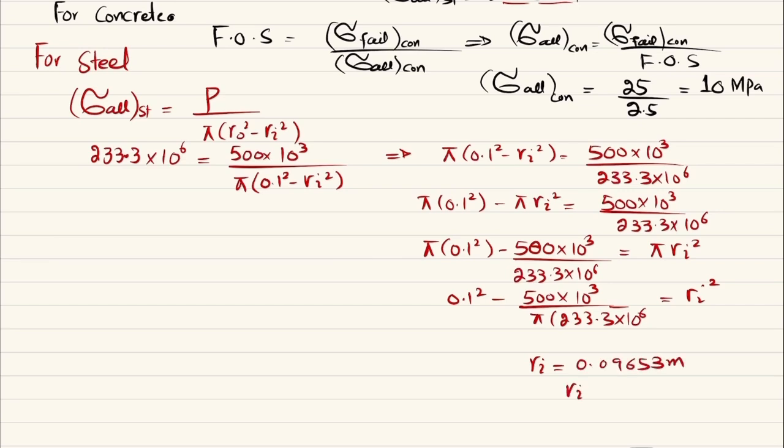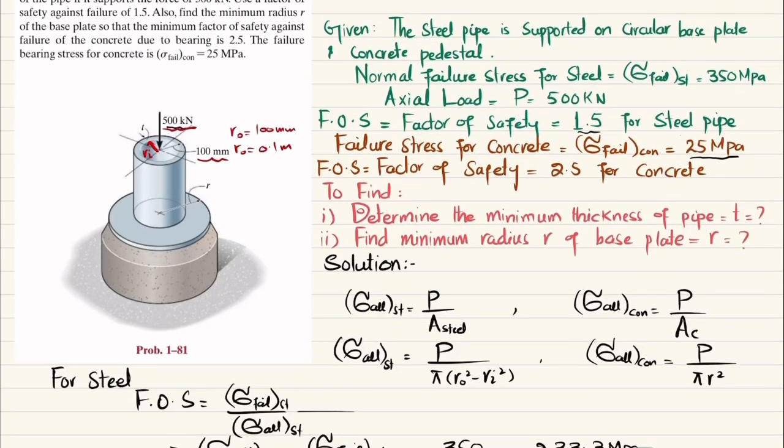0.09653 meter. So in terms of millimeter, it will be 96.53 millimeter. Now you have RI. So we know that RI plus T is equal to R outer. Let me show you here. You can see this is RI and this is T, which will equal R naught.